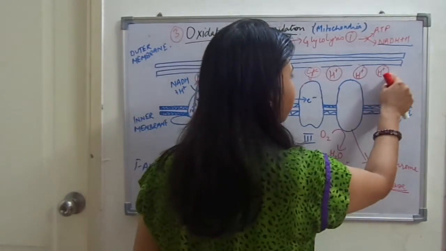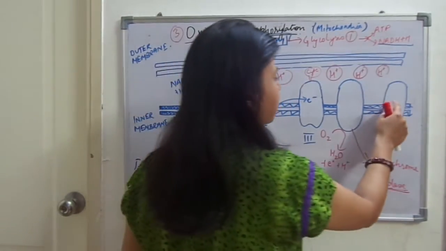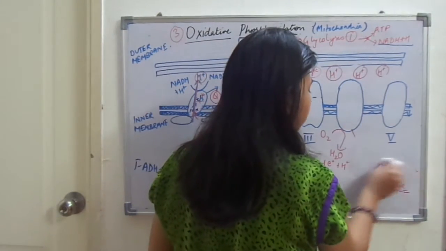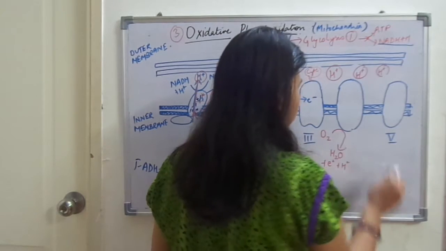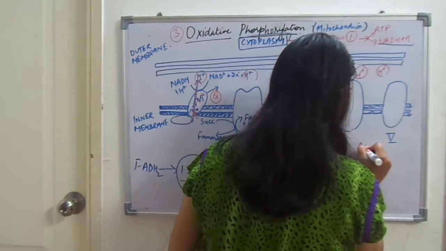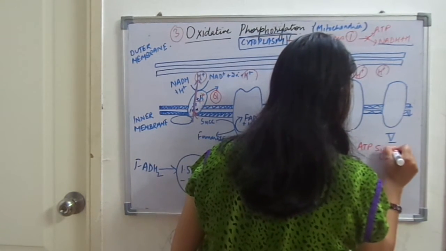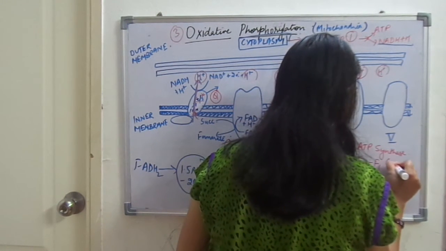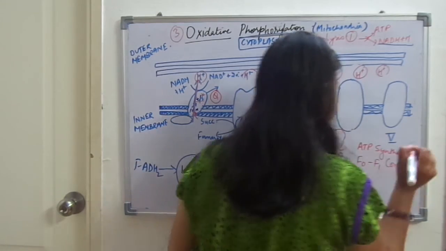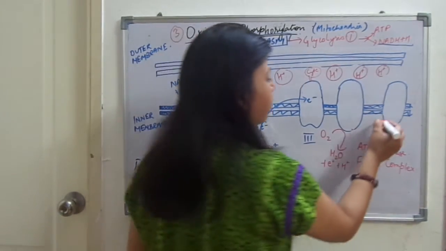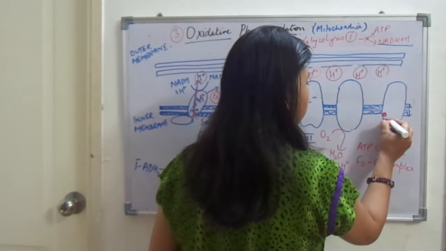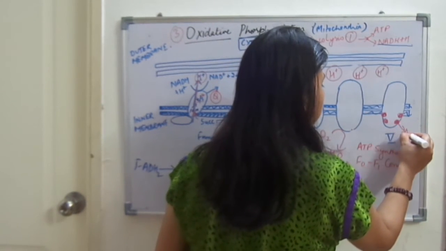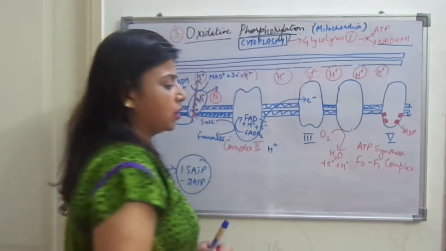So by the end, when it comes to this part, complex 5, complex 5 is also known as ATP synthase. Complex 5 is again an enzyme, which is an ATP synthase enzyme, and this complex is also known as F0F1 complex, right? This F0F1 complex on the inner side has these small molecules attached to this. These are ADP molecules, right?